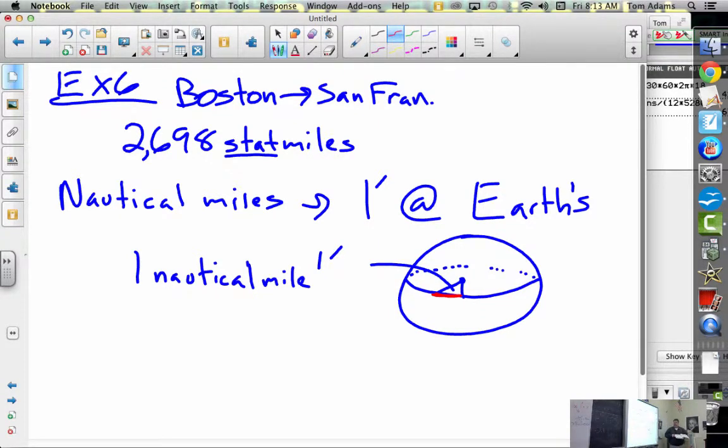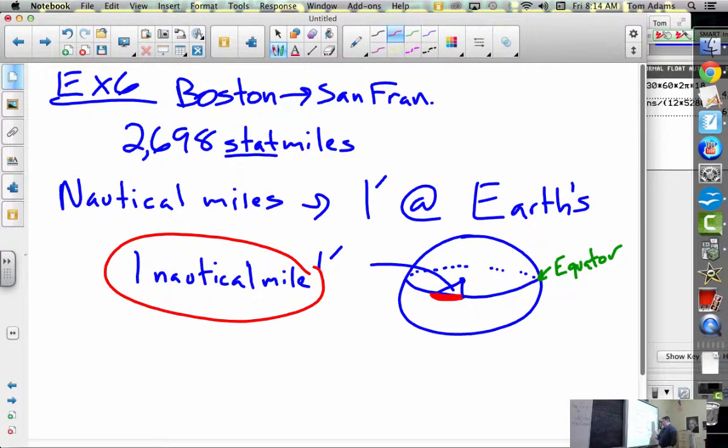Okay, so if you think of Earth as a big sphere, and you go to the center of the Earth, and you measure out 1 minute, and then you find the arc length of a measure of 1 minute of Earth's equator, then the distance between the two is 1 nautical mile. Okay, so 1 nautical mile is just this distance right here, from point A to B.